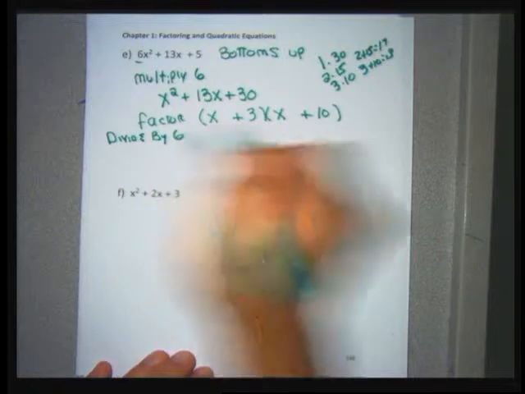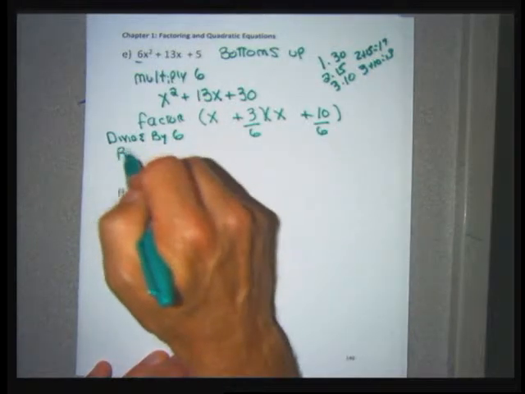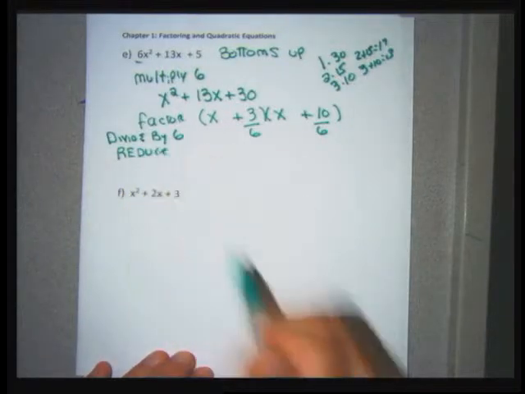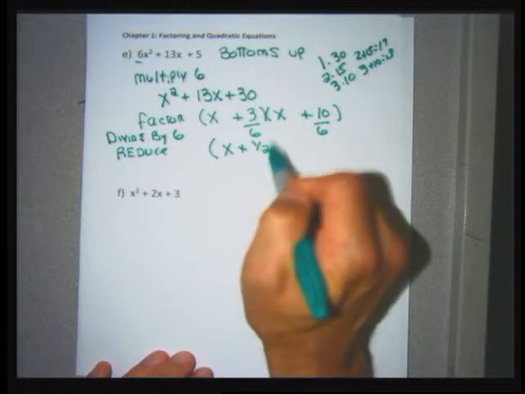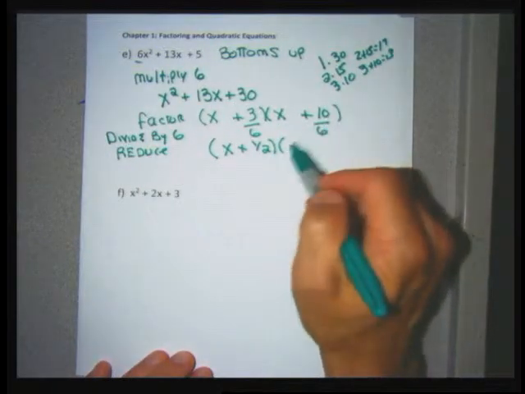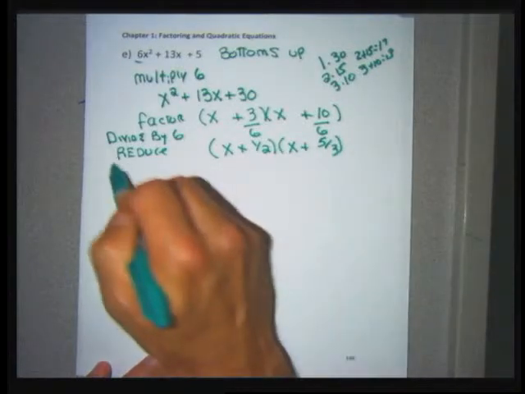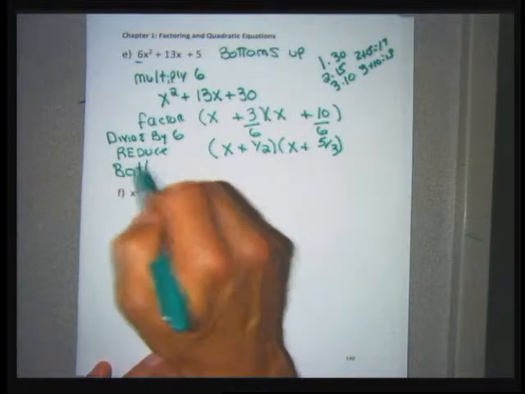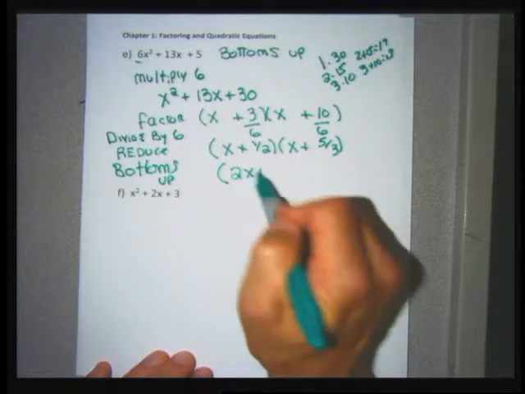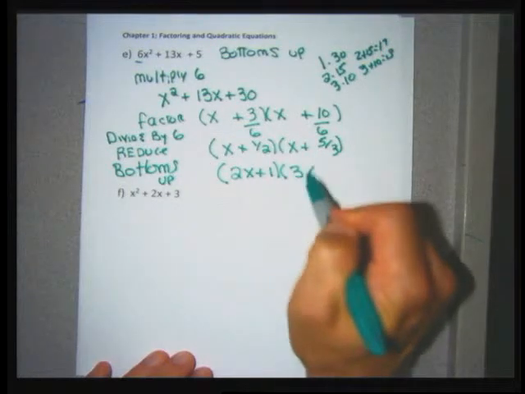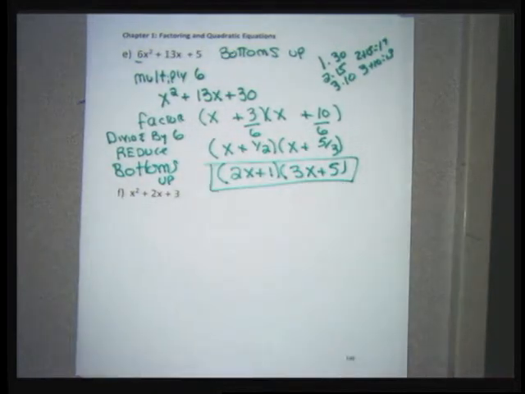I started off multiplying by 6, I need to divide by 6, and then after I divide by the 6, any fraction that's reducible I need to reduce, and they're both reducible. The first fraction is going to reduce to x plus 1/2 when you reduce by 2. The second fraction, when you reduce by 2, you get x plus 5/3. And then to finish up bottoms up, I do the name step. Bottoms up is going to give me the answer of 2x plus 1 times 3x plus 5. And you could FOIL that to check, but I'm pretty sure that it's right.